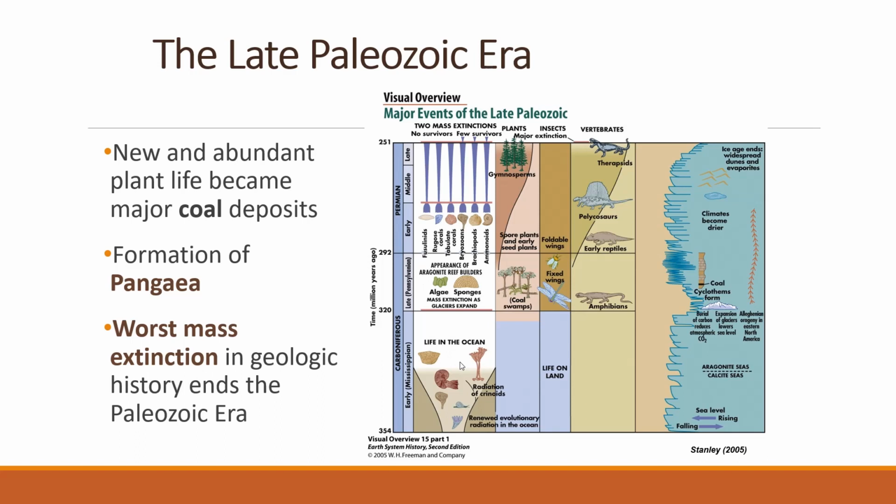During this time, we're also going to see the formation of Pangaea, which is probably the most famous supercontinent. And we will see the worst mass extinction in geologic history, which will end the Paleozoic era. So the famous KT or KPG, Cretaceous Tertiary or Cretaceous Paleogene, is not the worst mass extinction. The end of the Permian is actually the worst mass extinction.